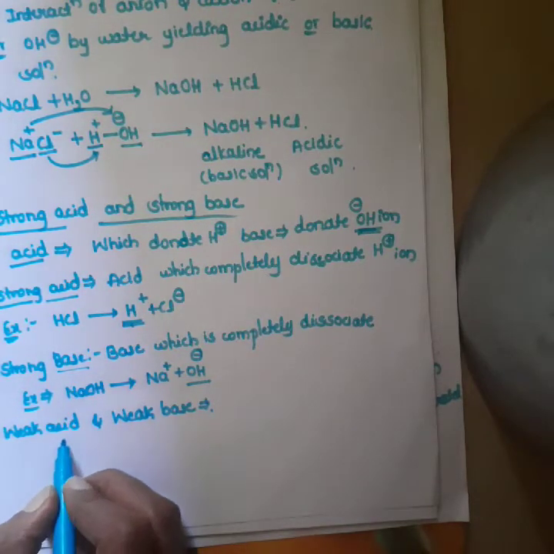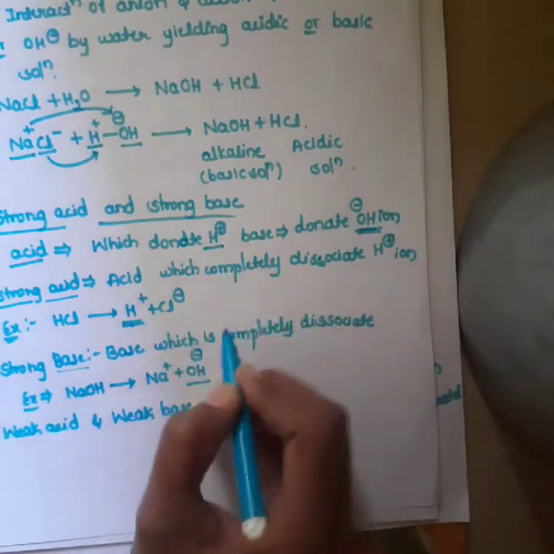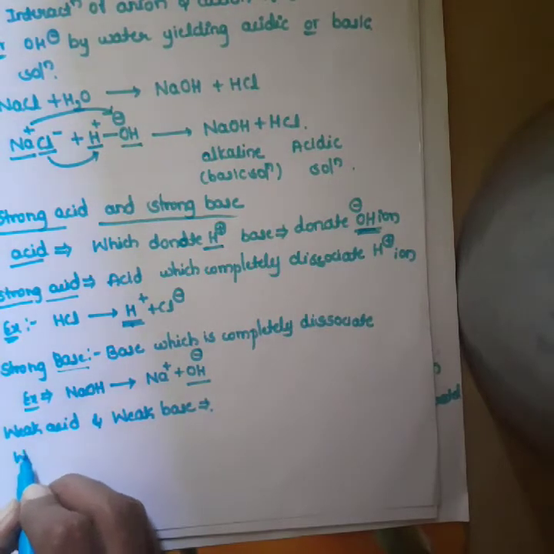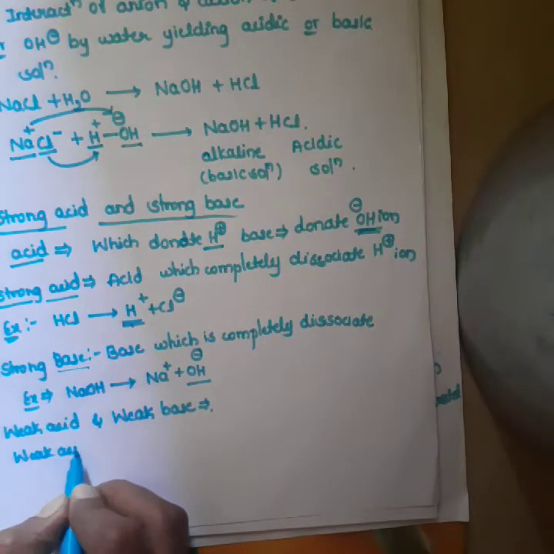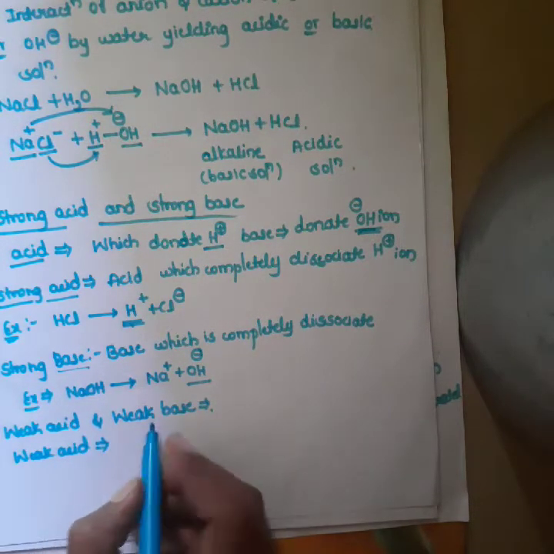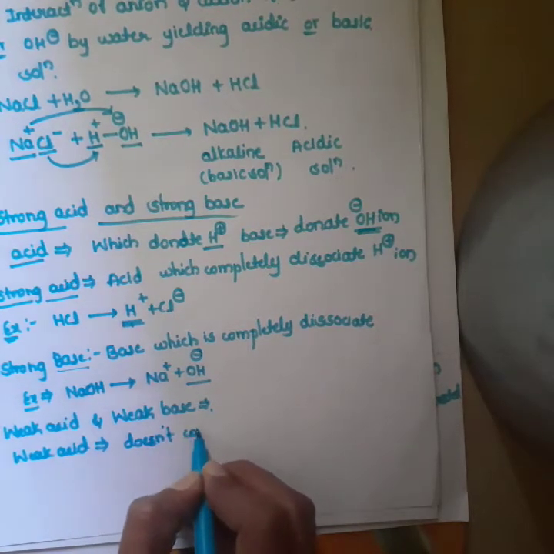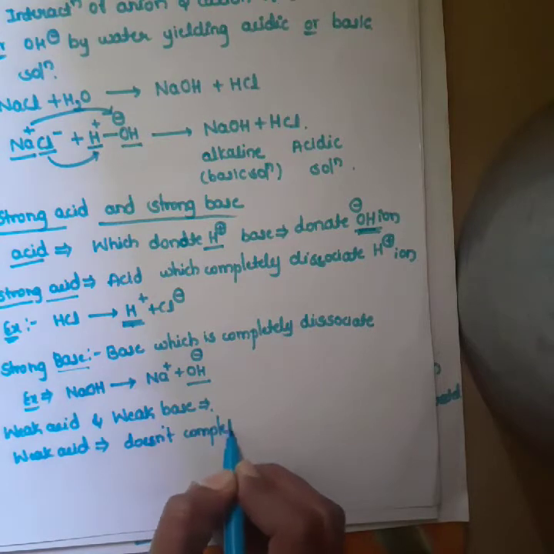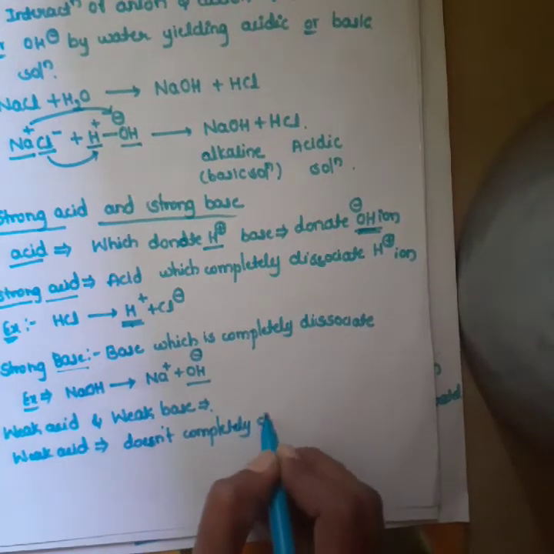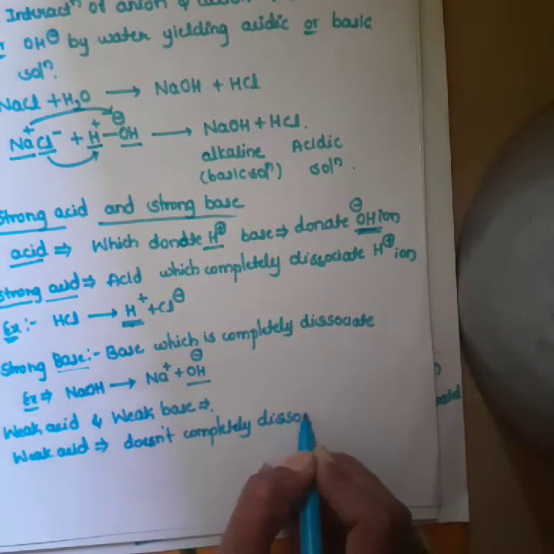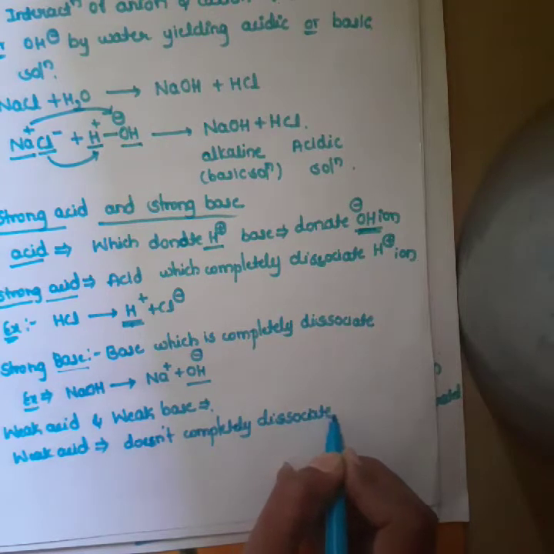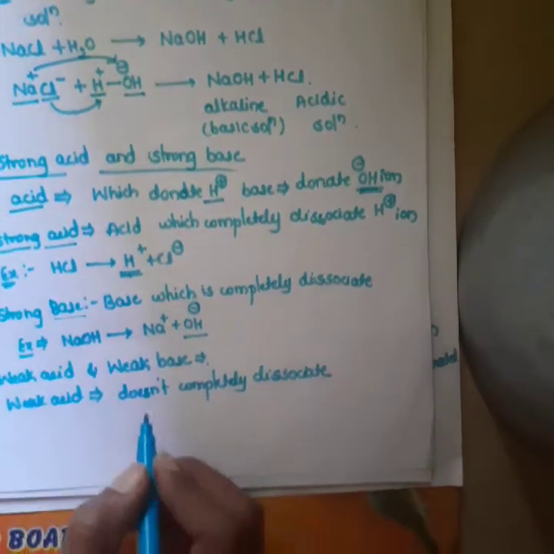Acid means you already know which will donate H plus ion. Weak acid means an acid which doesn't completely dissociate or ionize. It is called a weak acid.